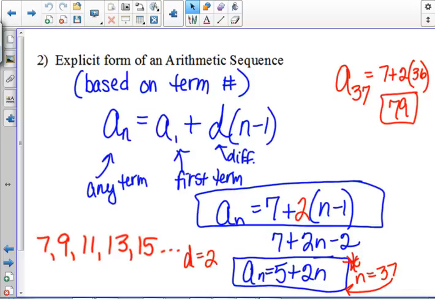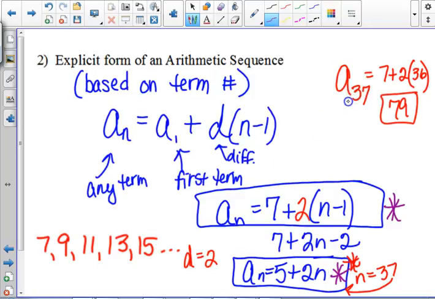So if I have a sequence like either one of these on my notes right here, this one, this one, or this one down here, if I wanted to know, like I said last time, the 37th term, I put in a 37. Or if I want to know the 7th term, I put in a 7.